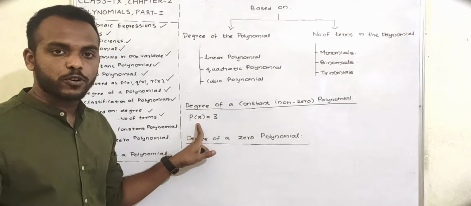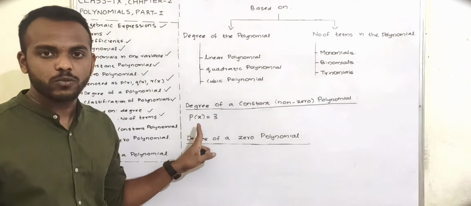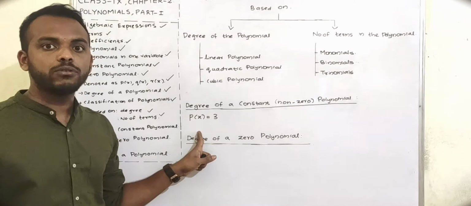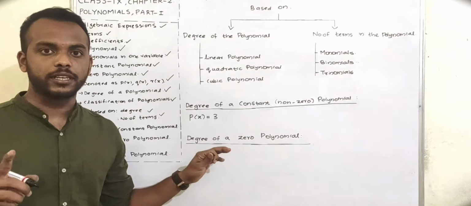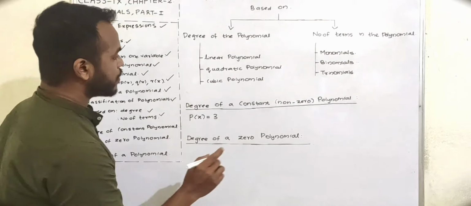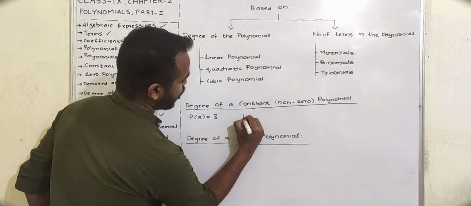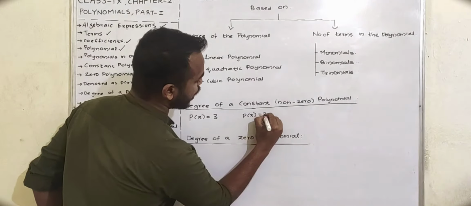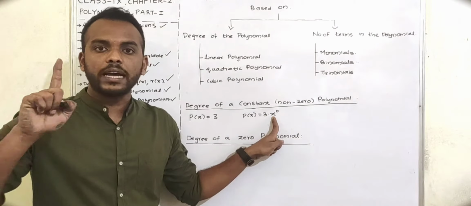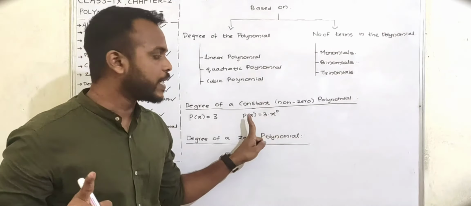So the degree of this polynomial, do you have any guess what the degree will be? If you have watched the video thoroughly, then you would have understood. I have already told you the same thing there, but I will still explain. This p of x is nothing but 3 into x raised to 0. That's why x raised to 0 became 1, and 3 into 1 became 3.